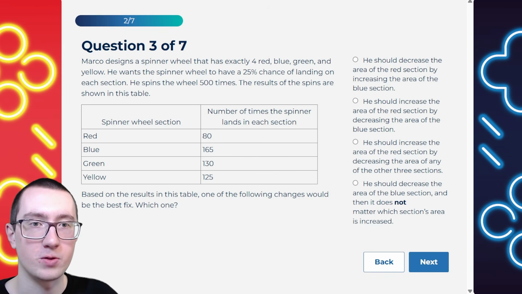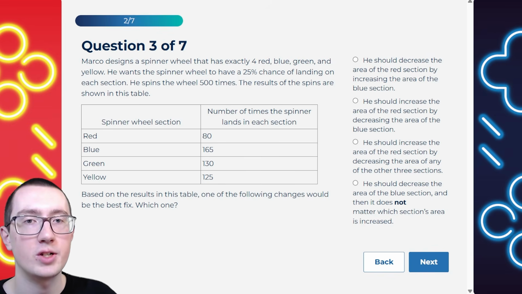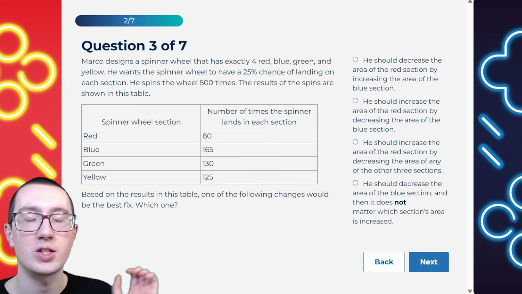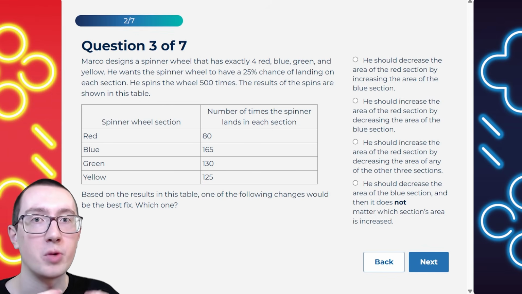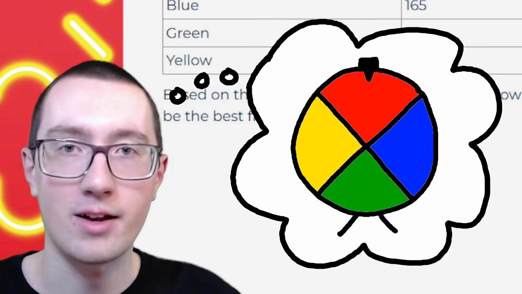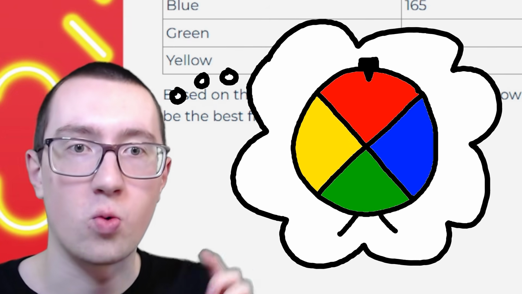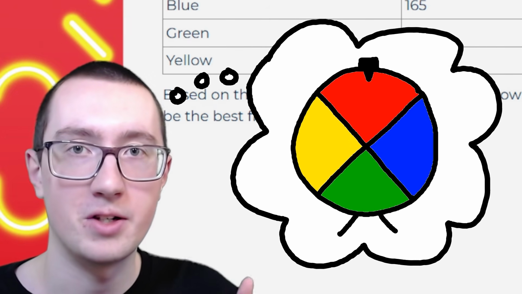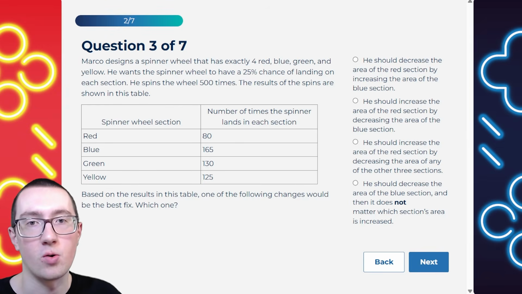I guess this is what I get for trying to do a practice test that looks like Chuck E. Cheese. And it says that he wants the spinner wheel to have a 25% chance of landing on each section. So basically, each one needs to be equal. Whenever you see one of these kinds of problems, I want you to envision this in your head. Imagine a spinner wheel, kind of like a little pie chart, and a quarter of the spinner is each color. That's his goal. That's what he wants.